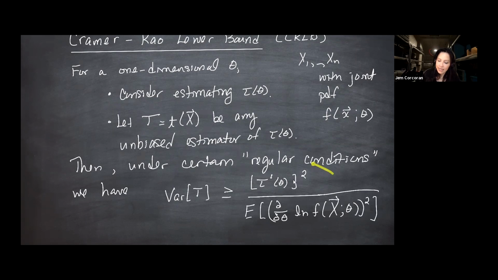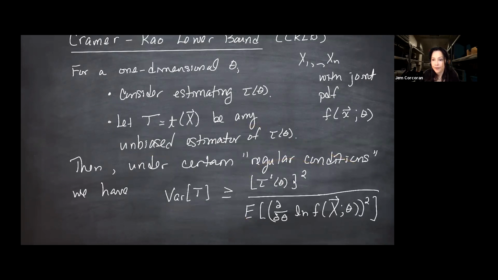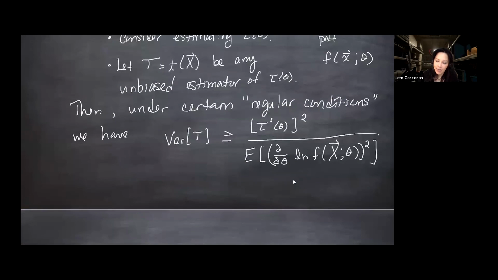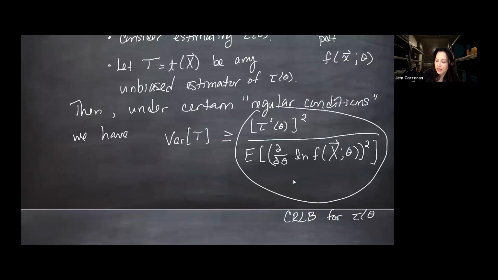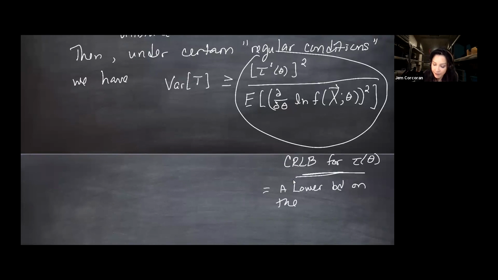What we've written down is a lower bound for the variance of any unbiased estimator for tau. This thing on the right here is called the Cramér-Rao lower bound for tau of theta. And that's what people say, but that is really misleading. I'm going to say it as well, but this is misleading because it's not bounding tau of theta in any sense. It is a lower bound on the variance of all possible unbiased estimators of tau of theta.